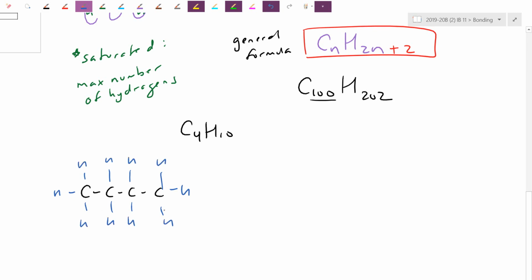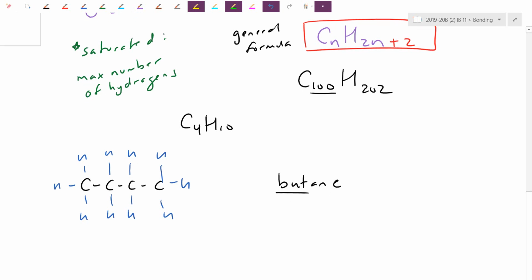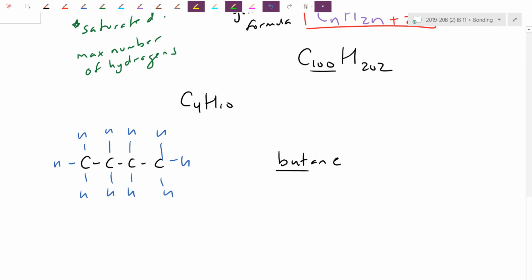The prefix for 4, you can condense it as well. The prefix for 4 is going to be butane. So we had meth for 1, eth for 2, prop for 3. But means 4 carbons: butanol, butanal, butanone. But just means 4 carbons involved. In fact, in this case, we can sometimes refer to this as n-butane.